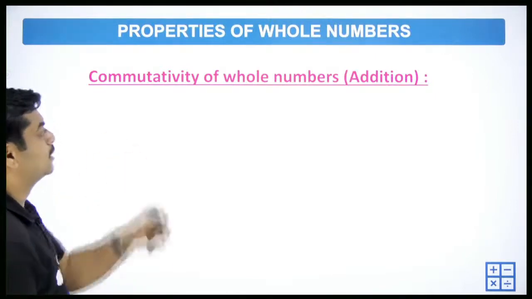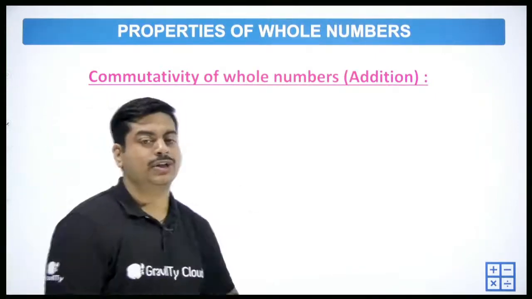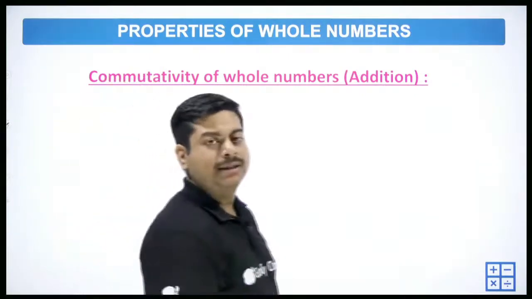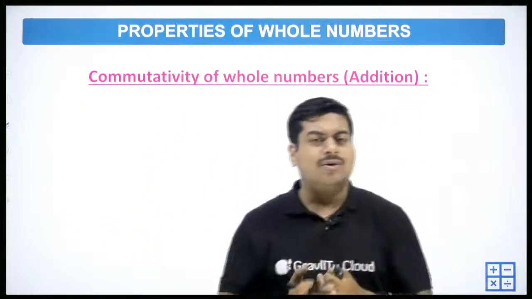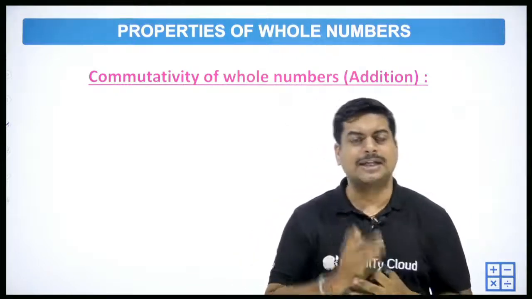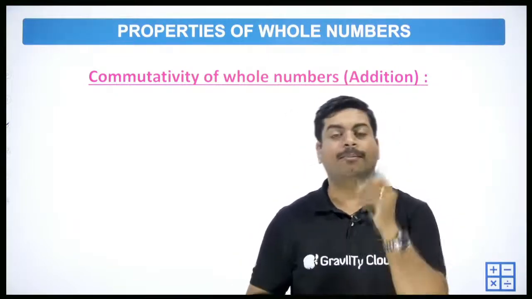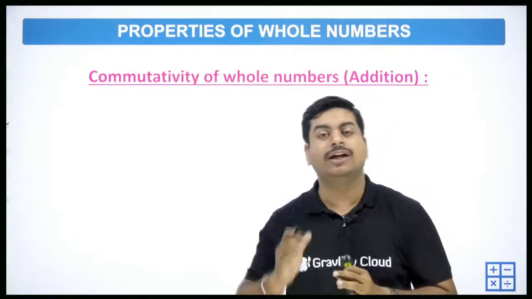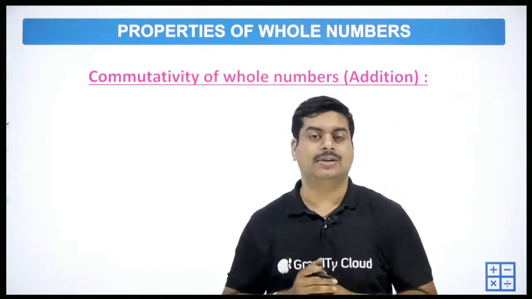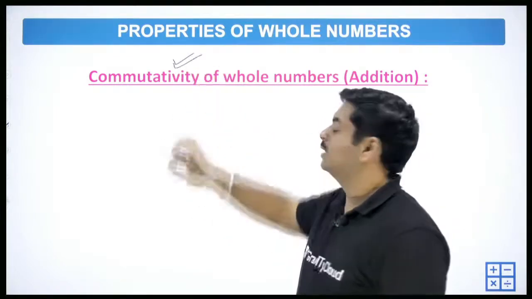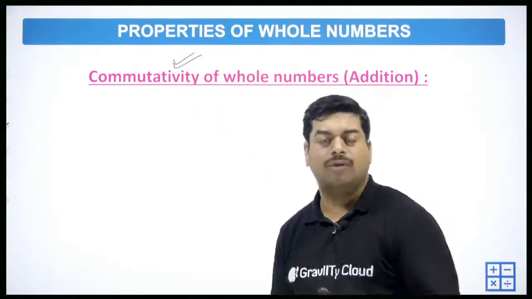Commutativity of whole numbers. Okay, in that we are going to discuss addition. So now we are going to discuss properties of whole numbers. What do you mean by properties? We add whole numbers, we subtract, we multiply, we divide. So there are some processes or properties that we need to learn before trying to solve questions based on that. What is the first one? That is commutativity, or the commutative law.